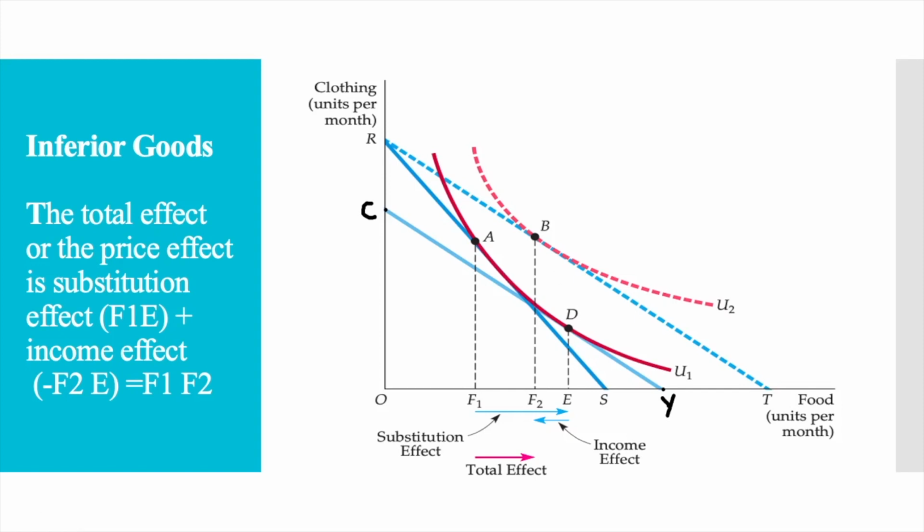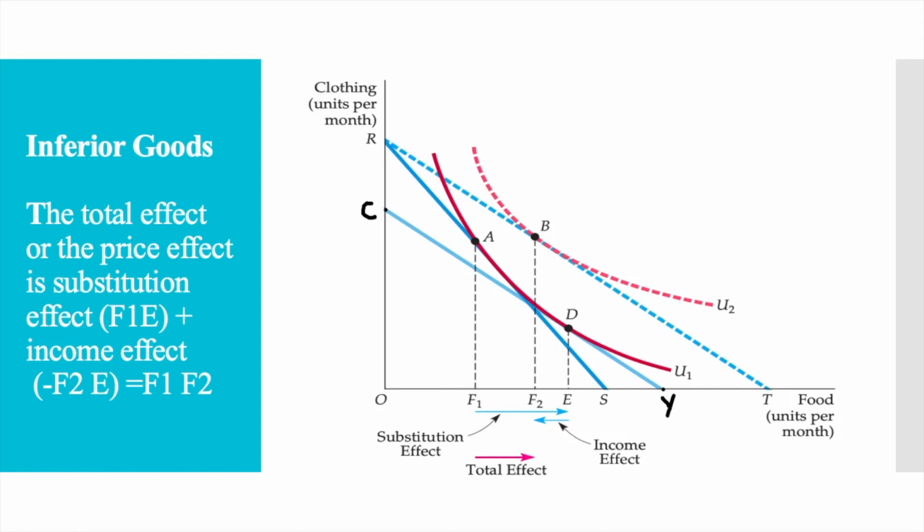Now, let's decipher the substitution effect. So, we need to know how much the consumer substitutes one good for another when the price level changes. Here, we keep the level of satisfaction constant at U1. So, the substitution effect is the movement from A to D. That is F1E. The total effect of a price change is the addition of income and substitution effect.